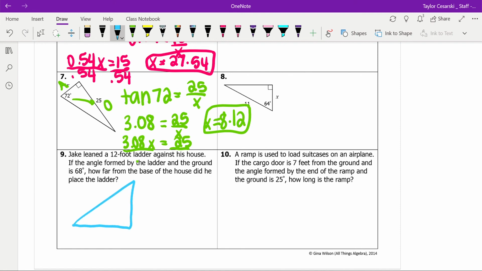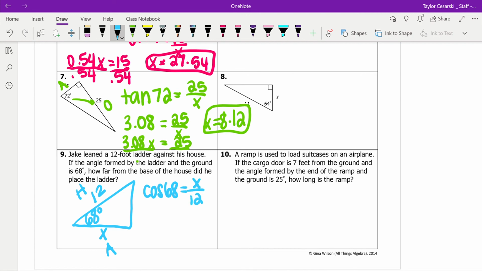So it says a 12-foot ladder is leaned against the house. So that means my ladder is 12 feet and the angle formed is 68 degrees. And we want to know how far from the base of the house did he place the ladder. So that's going to be my x. So we have to identify what we're talking about. So this is the hypotenuse, and since that's touching, that's the adjacent. So therefore, I'm dealing with cosine. Cosine of 68 equals x over 12.